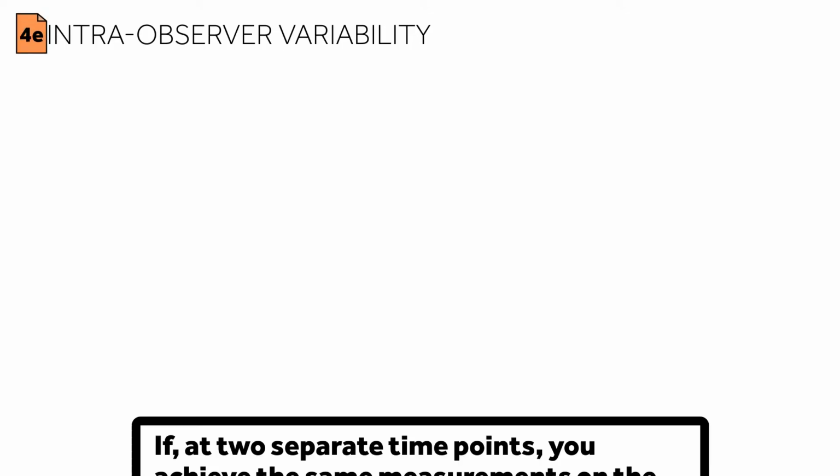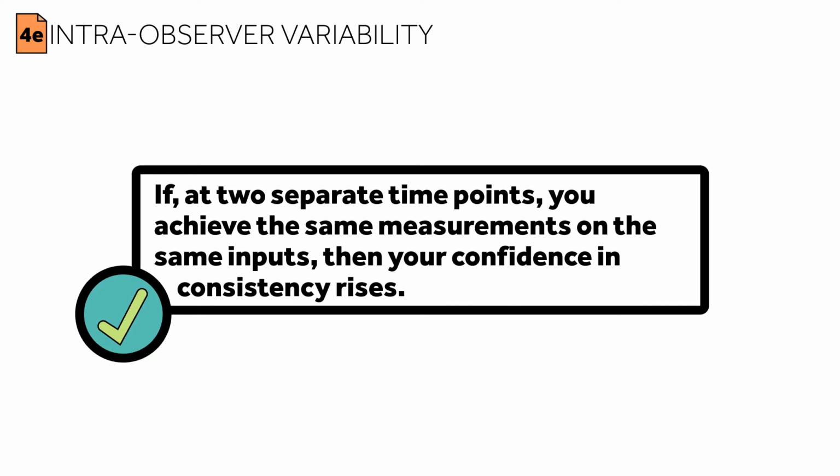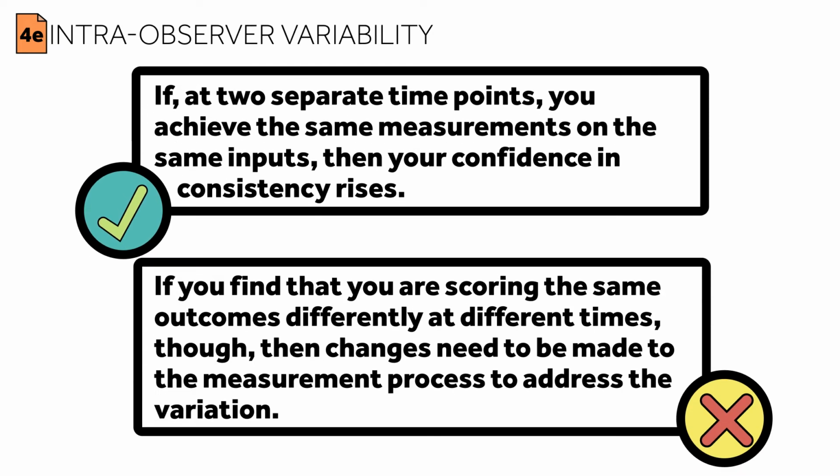Since you can rarely do everything in an experiment in a day, one way to control for intra-observer variability is to do repeated measurements. If, at 2 separate time points, you achieve the same measurements on the same inputs, then your confidence and consistency rises. If you find that you're scoring the same outcomes differently at different times, though, then changes need to be made to the measurement process to address that variation. Ideally, the sample that you're measuring more than once should be chosen at random. This practice is known as conducting a repeatability study, and it's an essential part of limiting intra-observer variability.